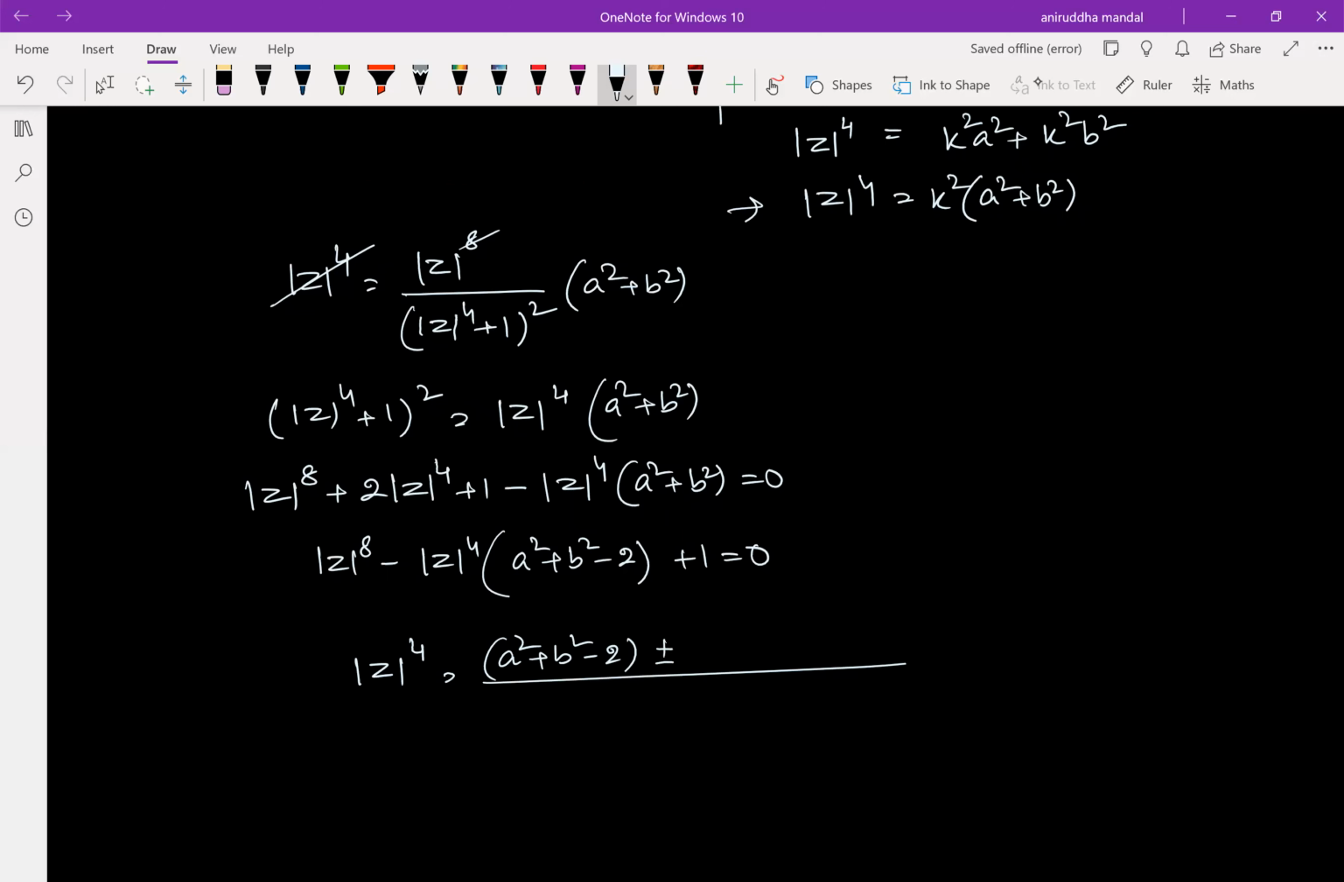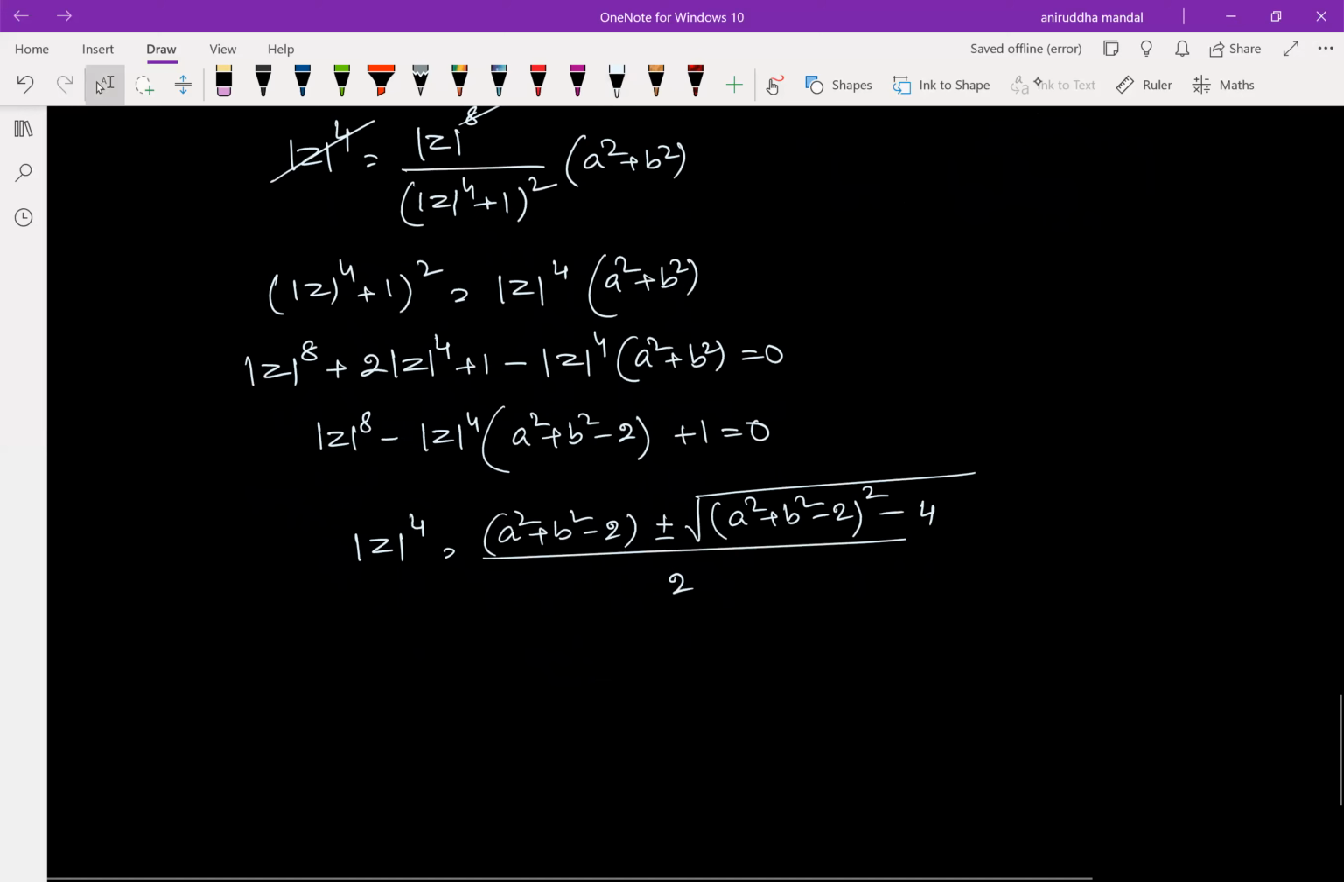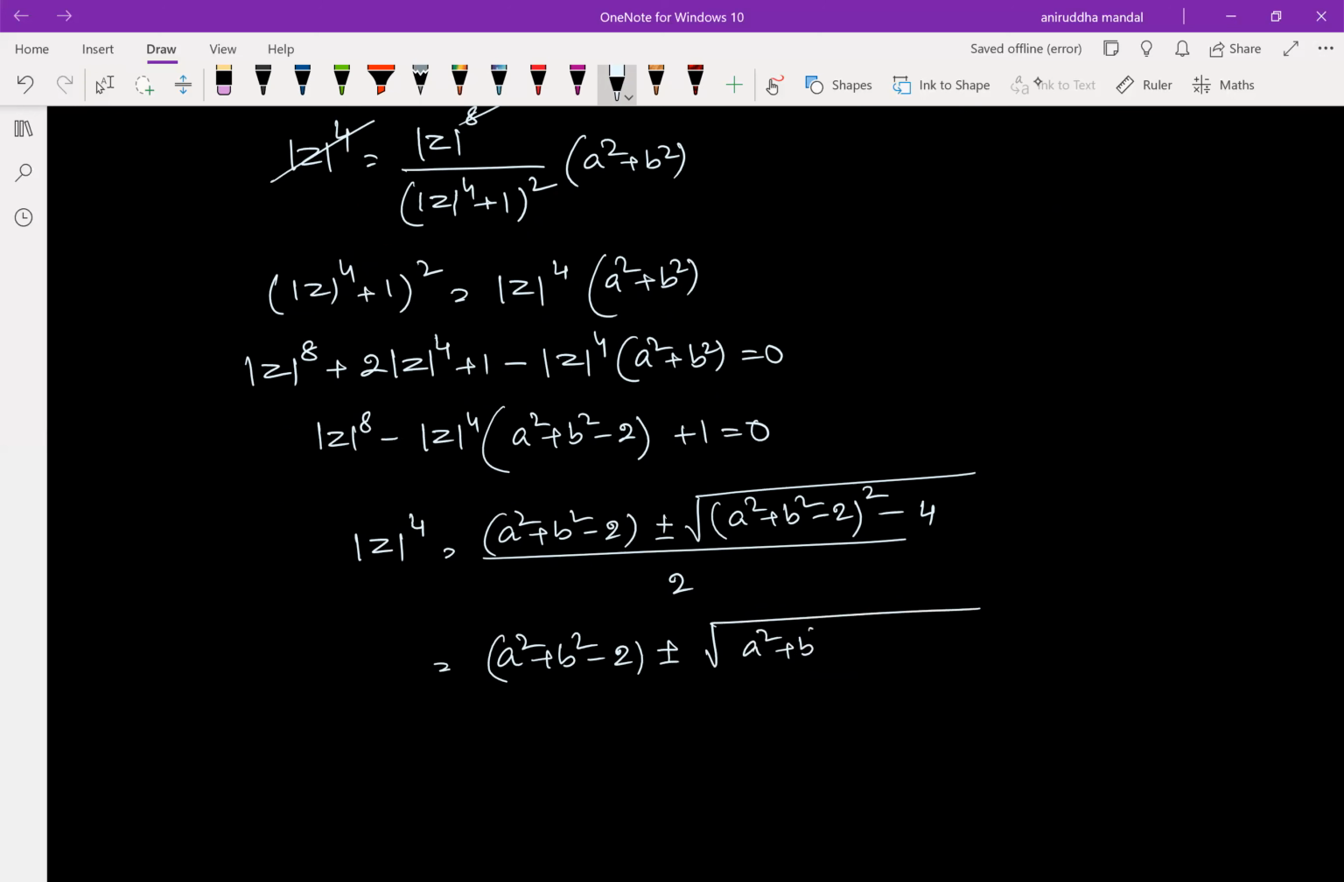Plus or minus the square root of b square, that is a square plus b square minus 2 whole square minus 4ac, and 4ac means 4, divided by 2. Further we can simplify this. So we can write this as plus or minus, this is 2 square, so a square plus b square, and then a square plus b square minus 2, divided by 2, and this is z to the power 4. So now mod z equals this to the power 1 by 4. Now this is the expression.